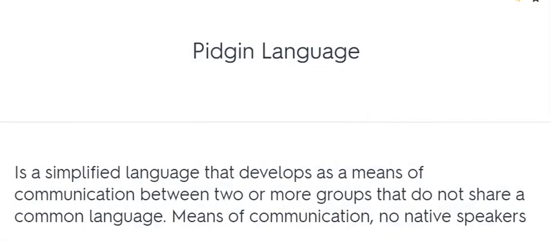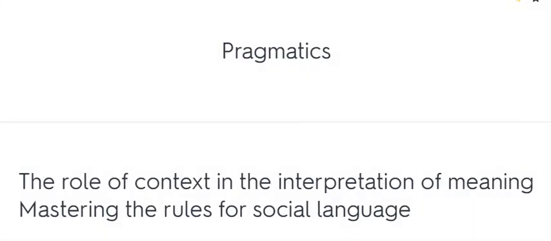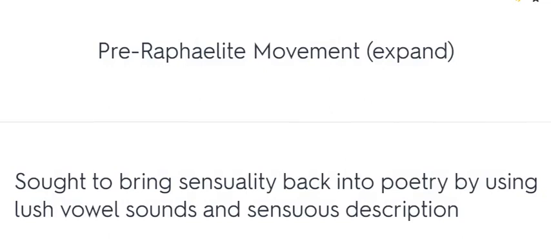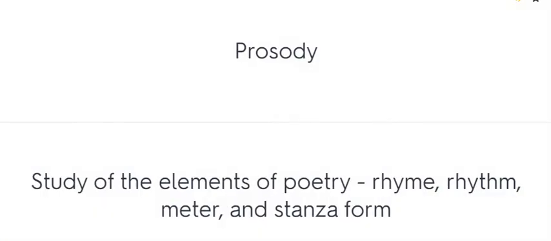Pidgin language is a simplified language that develops as a means of communication between two or more groups that do not share a common language, a means of communication with no native speakers. Plot. Pragmatics. The role of context in the interpretation of meaning, mastering the rules for social language. Pre-Raphaelite movement. Sought to bring sensuality back into poetry by using lush vowel sounds and sensuous description. Process writing. Prosody. Study of the elements of poetry, rhyme, rhythm, meter, and stanza form.